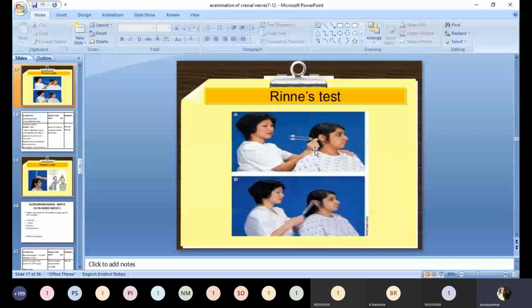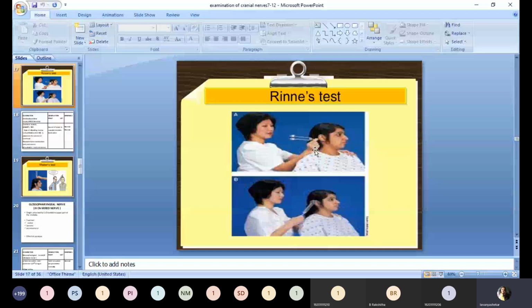He won't be able to hear it when it is placed in front of the ear. In that condition, bone conduction is better than air conduction. Then Rene's test is negative. But in a normal individual whose cochlear nerve is intact, if there is no lesion to the cochlear nerve, Rene's test is always positive. That is, air conduction is better than bone conduction.